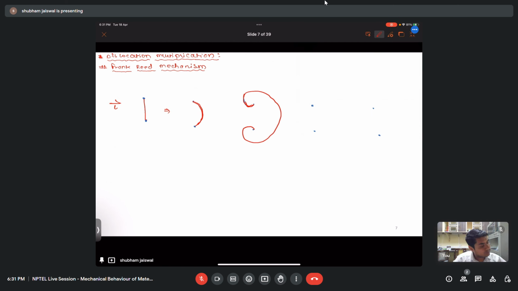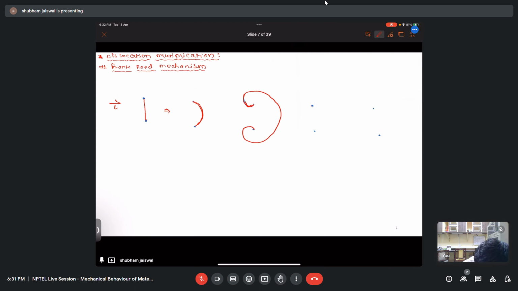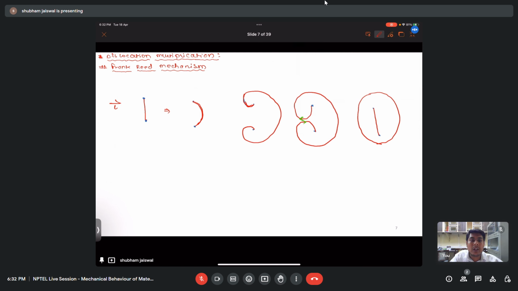And at one point, this dislocation will get a shape something like this, and here you can see this is the direction of the Burgers vector. So these two opposite dislocations will annihilate each other and we will get a dislocation here. So this is the Frank-Read mechanism.